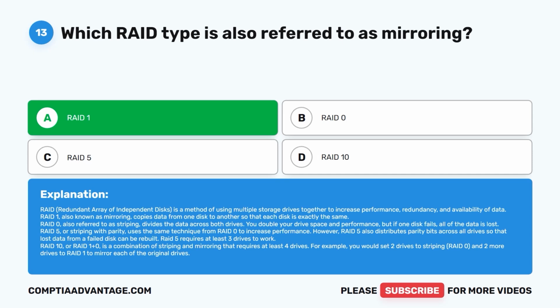RAID 5, or striping with parity, uses the same technique from RAID 0 to increase performance. However, RAID 5 also distributes parity bits across all drives so that lost data from a failed disk can be rebuilt. RAID 5 requires at least 3 drives to work. RAID 10, or RAID 1+0, is a combination of striping and mirroring that requires at least 4 drives. For example, you would set 2 drives to striping, RAID 0, and 2 more drives to RAID 1 to mirror each of the original drives.